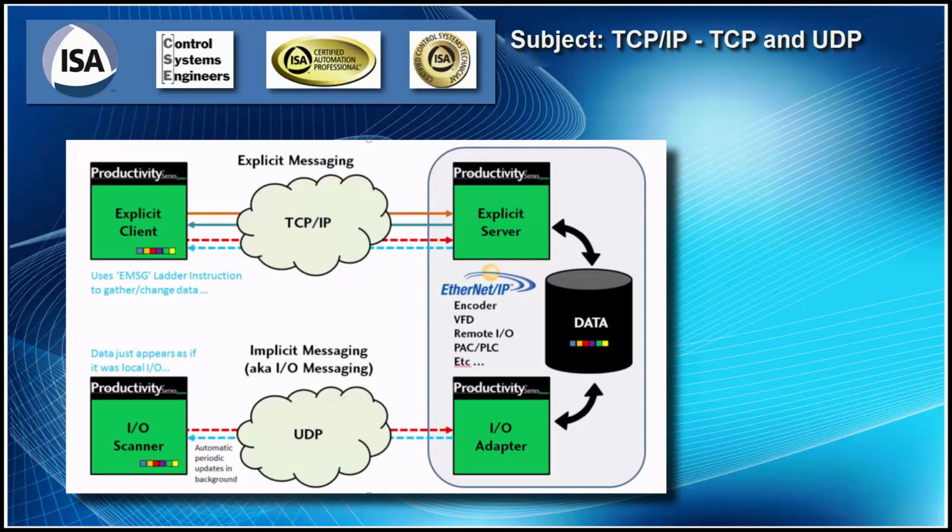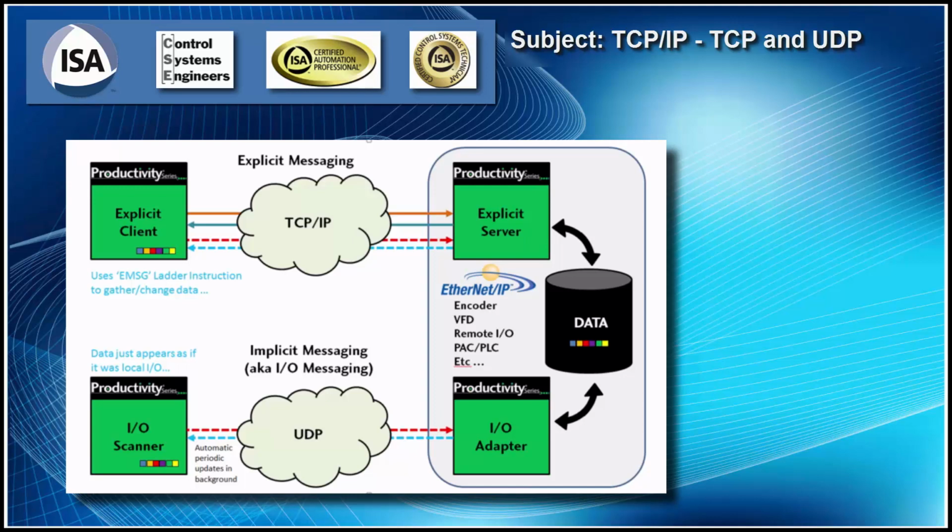And this uses UDP, and it's so fast, it appears as if it's local I/O to the PLC. Even though you have a remote adapter, like with the ControlLogix, it'll appear in your tags just as if it's local I/O. But for speed, we use UDP. And if we miss a piece of data, it's not a big deal. We'll get it the next scan.